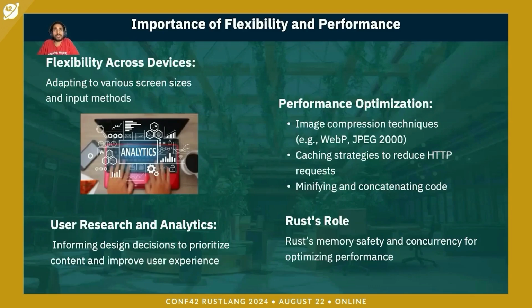Rust's role in this is to ensure that the performance optimizations you implement are both effective and secure. With Rust's memory safety and concurrency features, you can build applications that not only perform well, but are also free from common vulnerabilities that could impact user experience.